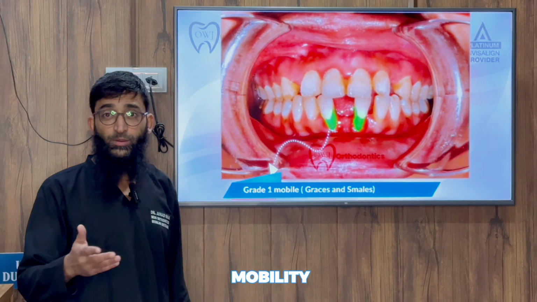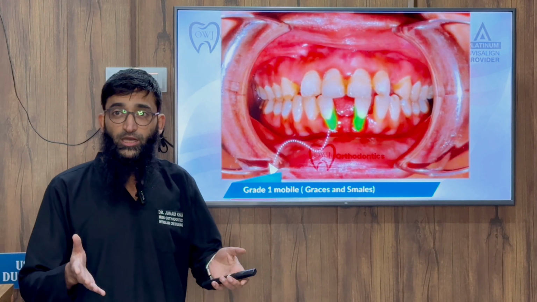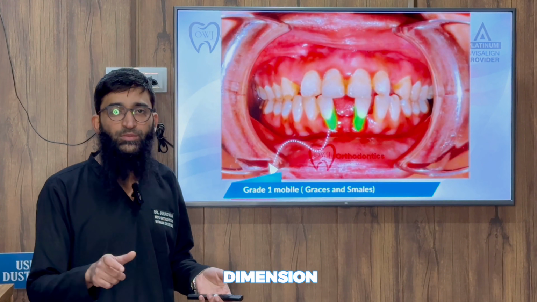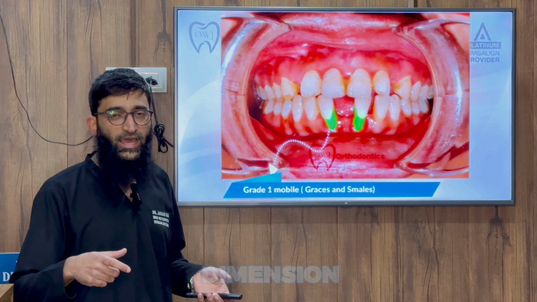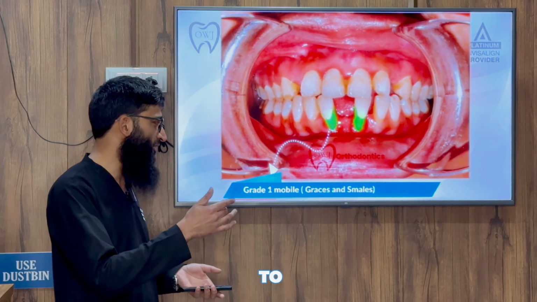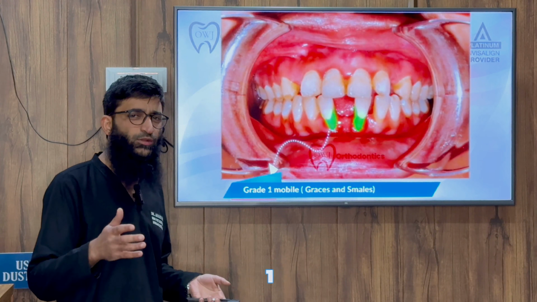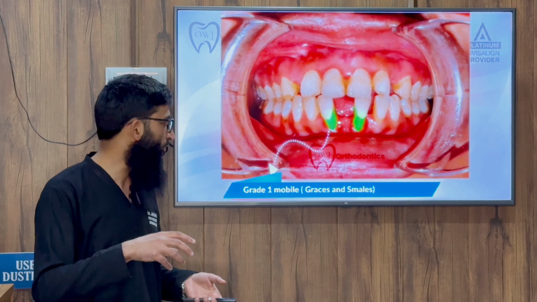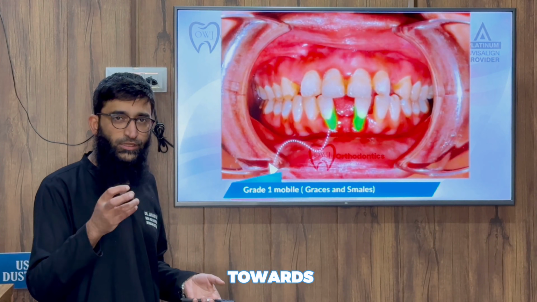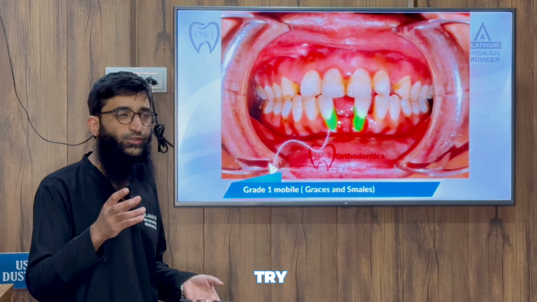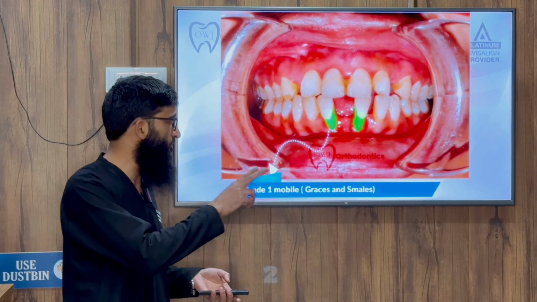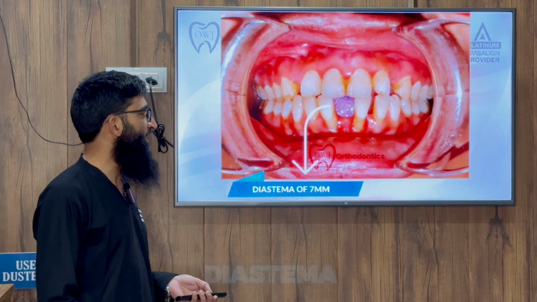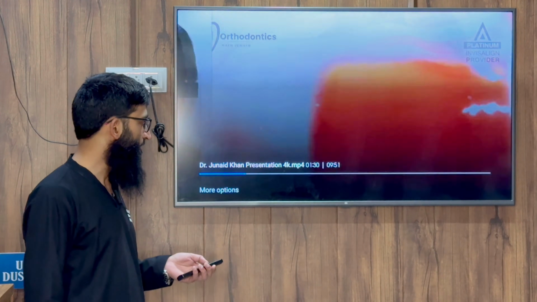Now regarding the mobility, if we try to see how mobile this tooth is, if we try to move it in the lateral or horizontal dimension, in both dimensions, according to Grace and Smales, it came out to be grade 1 mobile. It was more towards grade 2 mobile, because the apex of this tooth was more towards extruding type of force coming when we try to move these two teeth. Of course, the diastema is 7 mm.